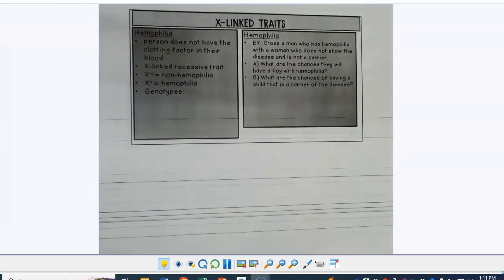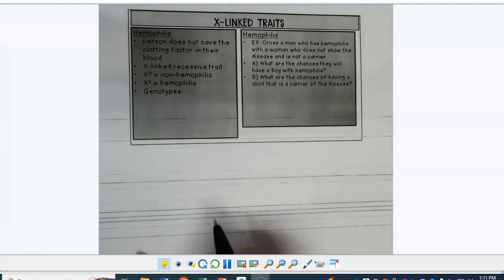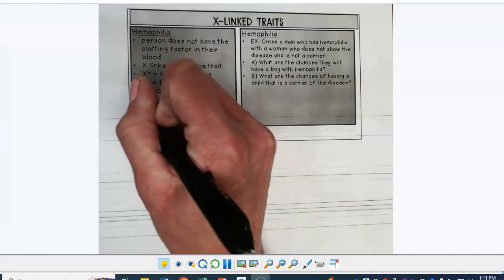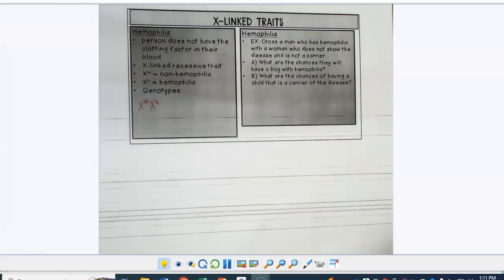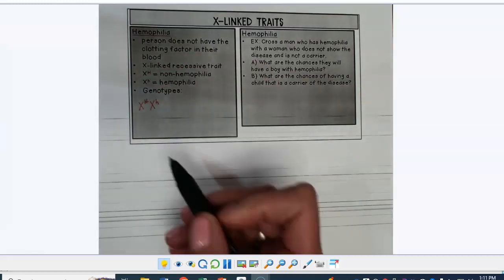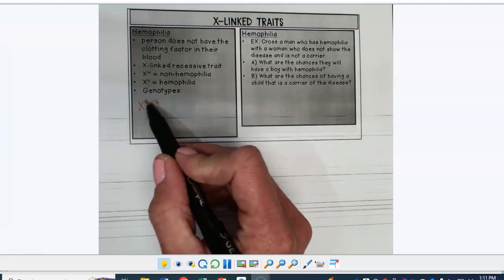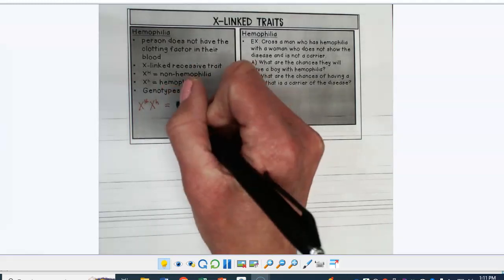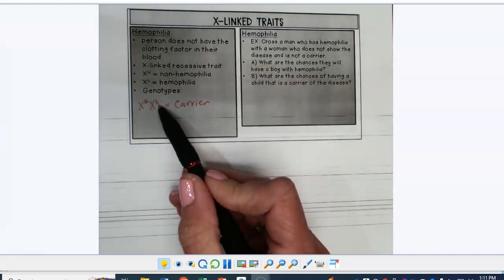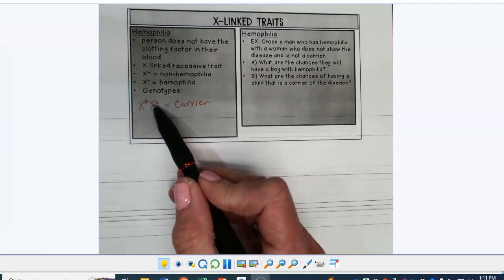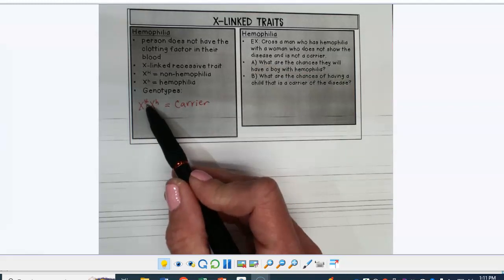So let me give you an example here. Let's start with the genotypes. Let's see if you can see it here. So our genotypes are going to look like this. You can have a female that looks like this, 2 X's. She could have a dominant allele and a recessive allele, and she's considered a carrier. That means she carries the gene for hemophilia, but she does not have the disorder, I should say.